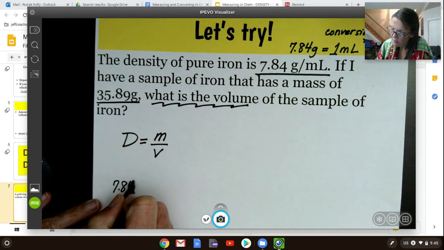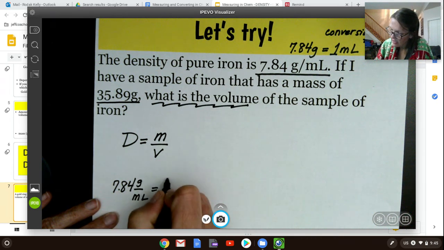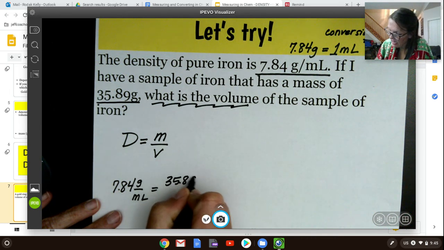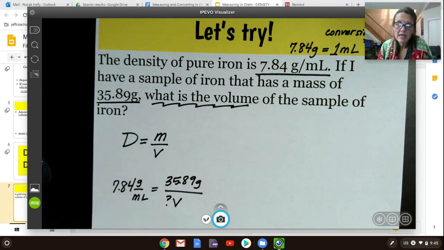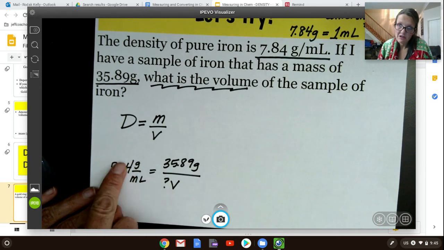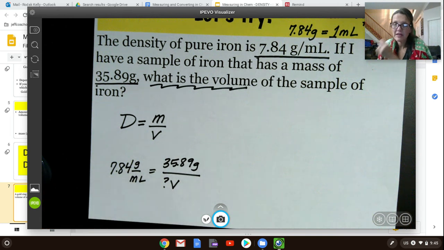So I know that 7.84 grams per milliliter is equal to 35.89 grams over the volume, which we don't know. And then we just do basic algebra to solve for this. Okay, so that's one way that we could solve this problem.